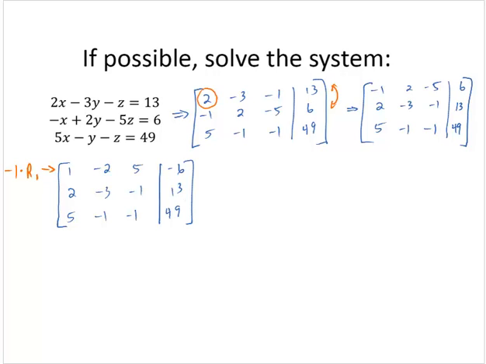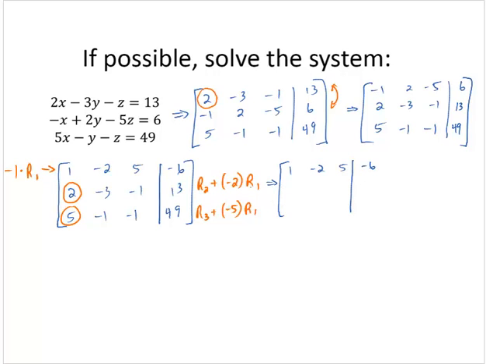So now I'm going to focus on the elements below it. I need to make those zeros. So the row operation I can use is take row 2 and add to it -2 times row 1. Similarly, I can take row 3 and add to it -5 times row 1. Alright, row 1 stays the same: 1, -2, 5, -6.